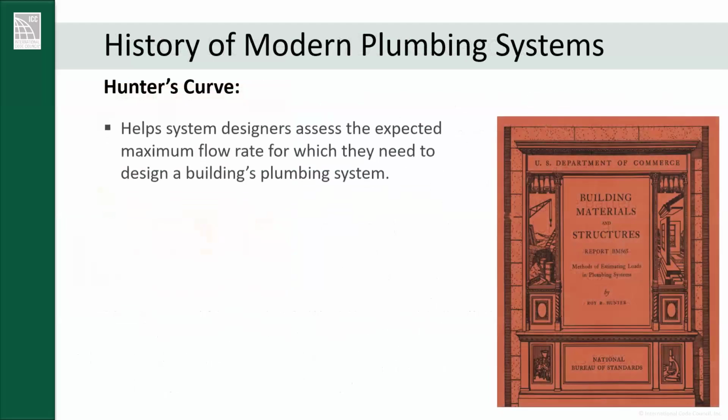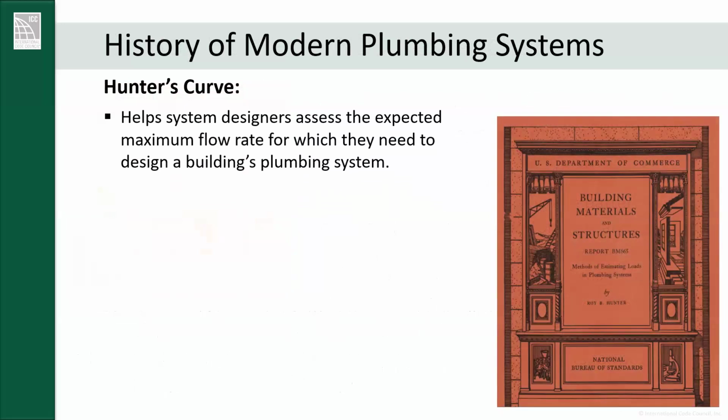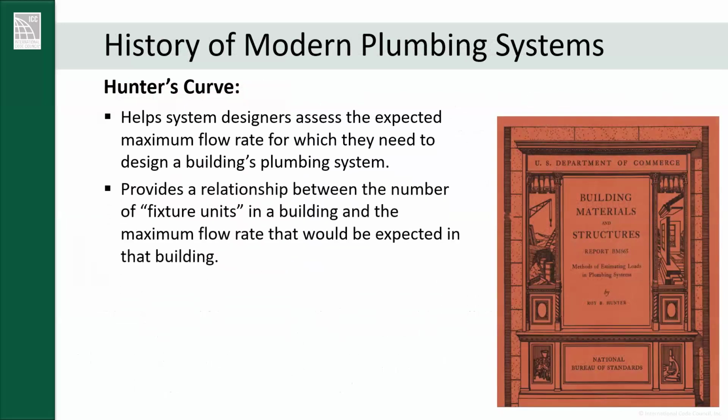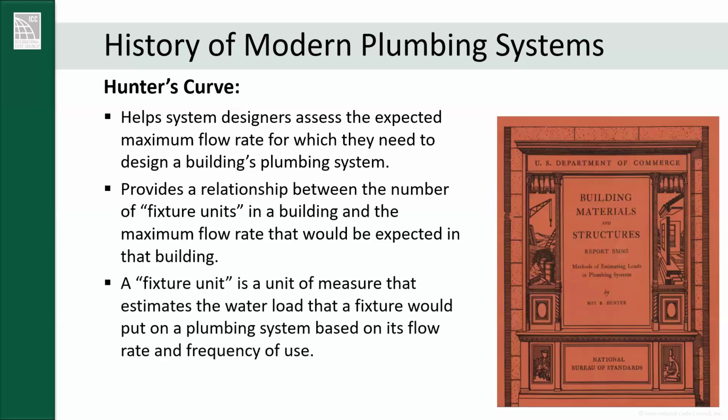All right, so his work has helped designers to determine what the expected maximum flow needs to be in a building's plumbing system. It gives you a relationship between a number that's called a fixture unit. So that kind of normalizes everything into, a sink or a faucet, toilet is equal to this many fixture units, and it tells you within the building what the maximum flow rate would be in fixture units.